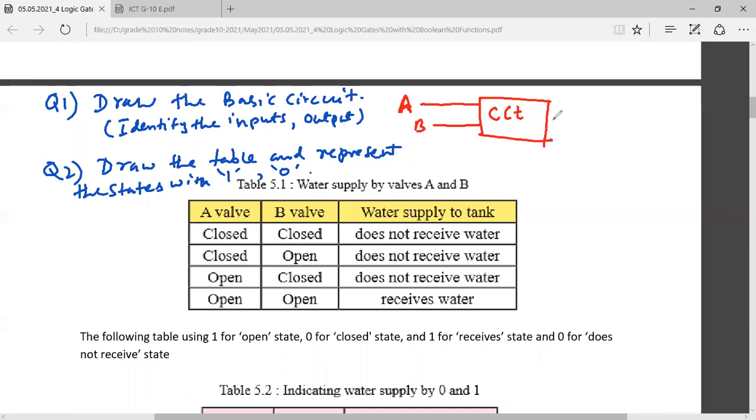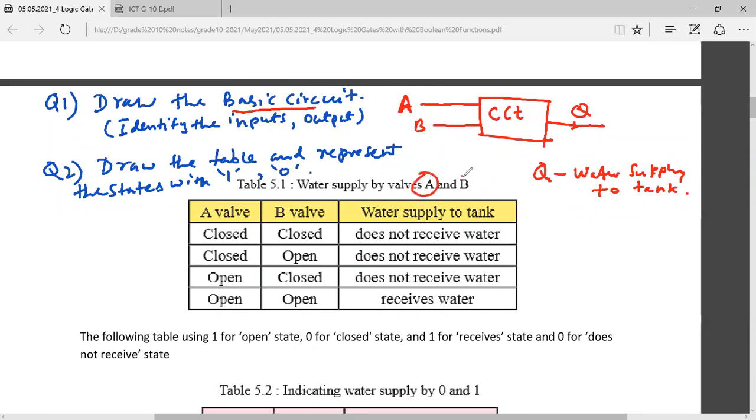And according to this circuit, what will happen? The output will be produced. So Q is what? Water supply to tank. Okay, so this is the basic circuit. In the basic circuit, you are displaying the input and the output.